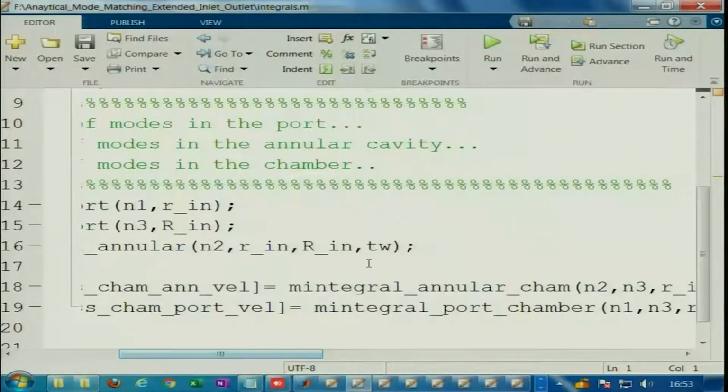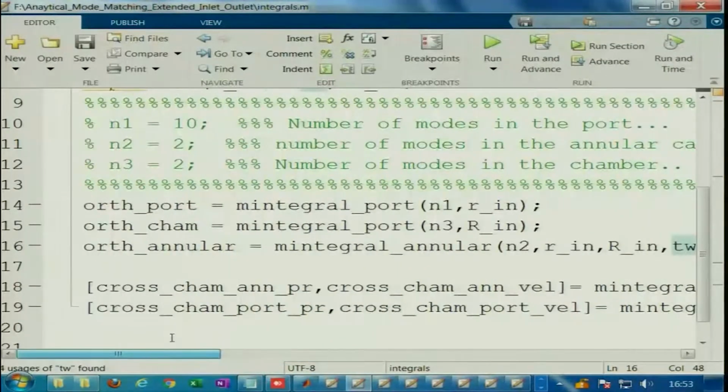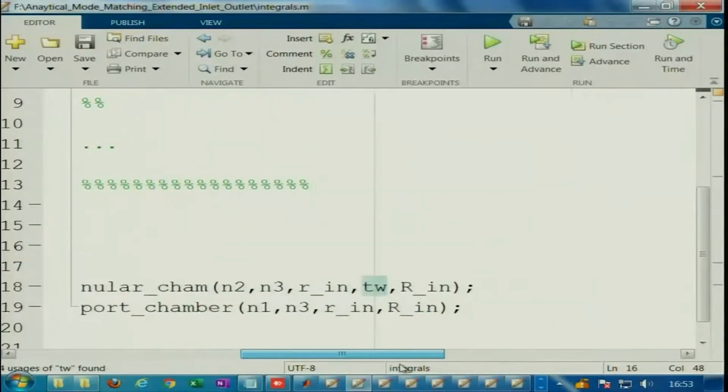And for the annular cavity we go from r underscore in plus Tw, that is incorporating the thickness. That is a trick we employ, so let me explain this point a bit more carefully. Incorporating the thickness of the pipe, the effective inner radius of the annular cavity will become r underscore in plus Tw, and the outer radius will be the radius of the chamber, capital R underscore in. So, the limits of integration will be small r underscore in plus Tw, and the upper limit will be capital R underscore in. This is how we calculate the orthogonal values, and the cross modes will also be there, as we discussed in the last couple of lectures.